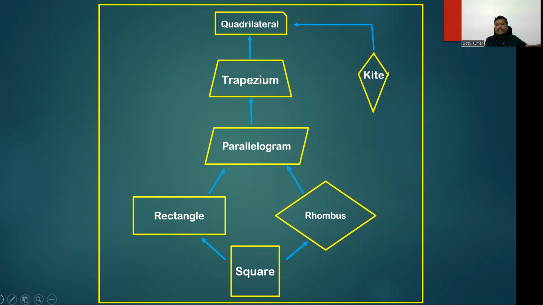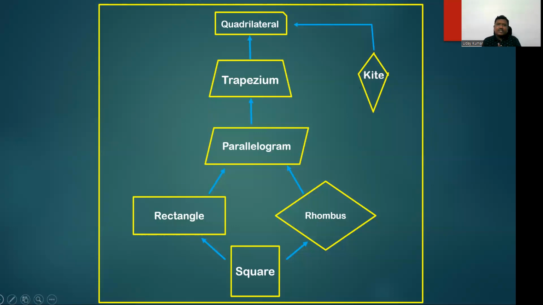These all are of one category, whereas kite is straight away related to quadrilateral only. We cannot correlate kite with these. Only in very, very conditional cases might it happen. Or else, 99.99% kite is straight away related to quadrilateral only. Okay.